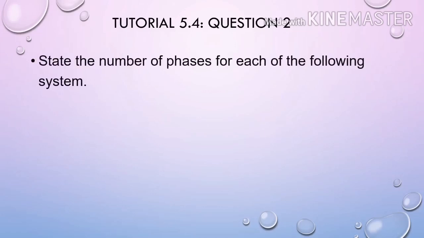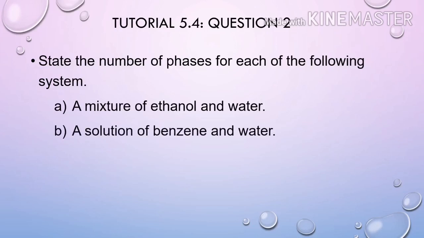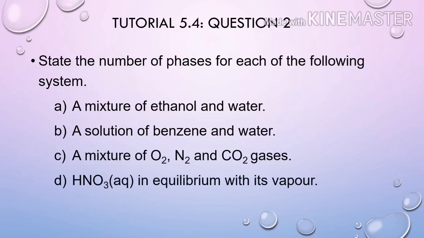Tutorial 5.4, Question 2. State the number of phases for each of the following systems. First, a mixture of ethanol and water. Second, a solution of benzene and water. Third, a mixture of oxygen, nitrogen and carbon dioxide gases. Fourth, nitric acid, aqueous, in equilibrium with its vapor.